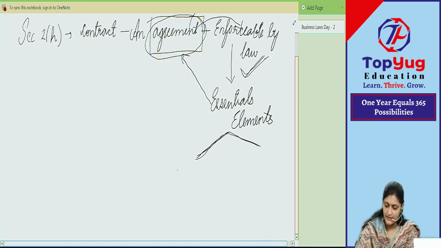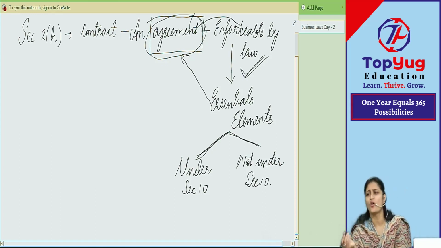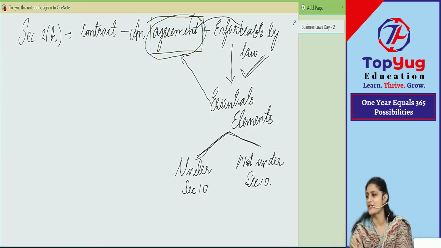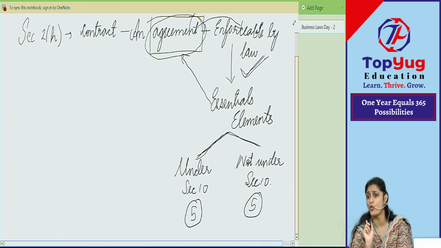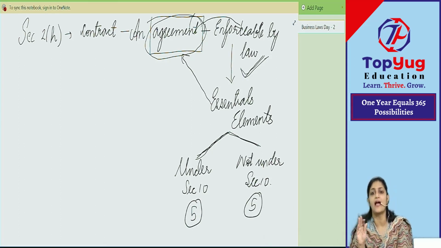And I already told you before, how many essential elements are there in total? 10 essential elements, some given under section 10, and some not given under section 10. Given under section 10 means it is given in your Indian Contract Act 1872. Not given under section 10, generally it should be there, or by some case law it should be there. So totally you have 10 essential elements. If any one essential element is missing, it is not a contract. It is not enforceable by law.